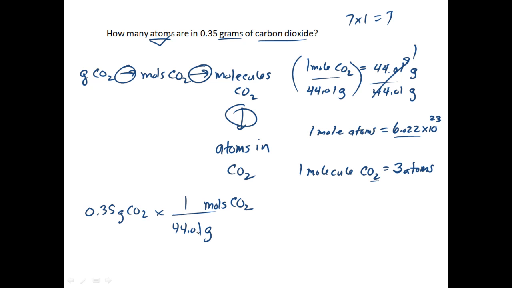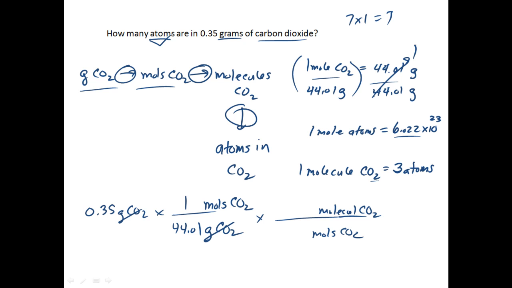And we know we set this up right because the grams of CO2 or carbon dioxide cancel out, and we have moles of carbon dioxide. So we have just finished this part of the problem. All right, so the next step is we need to convert from moles of carbon dioxide to molecules of carbon dioxide. So we need moles of carbon dioxide in the denominator, and we need molecules of carbon dioxide in the numerator. And I'm just going to use a shorthand notation for molecule.